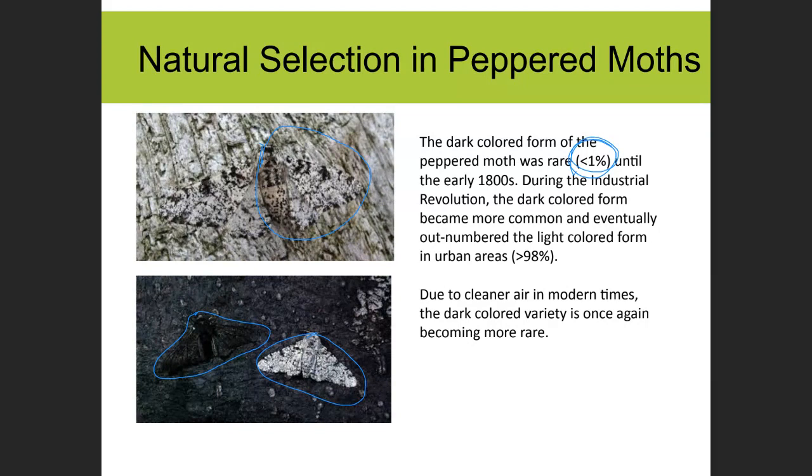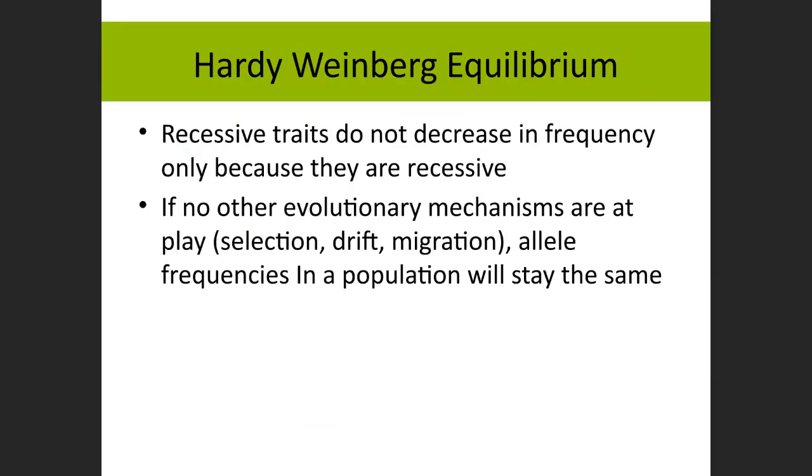Once air got cleaned up and trees were no longer sooty looking, those numbers shifted again, and that dark variety is once again rare. So just as I mentioned earlier when we were talking about those rabbits, recessive traits don't decrease only because they're recessive. They will decrease if they're selected against or due to chance, right, in drift, but they don't decrease just because they're recessive.